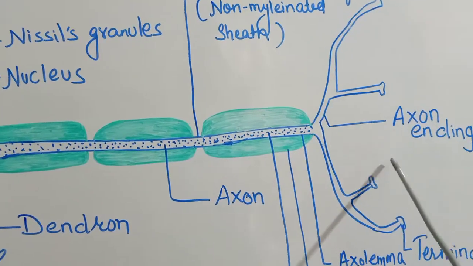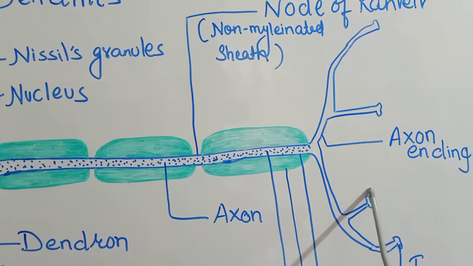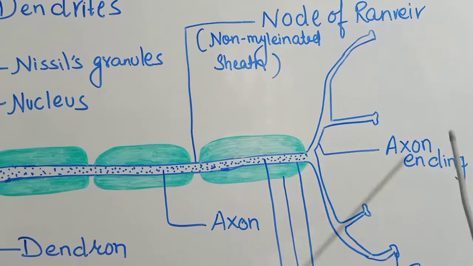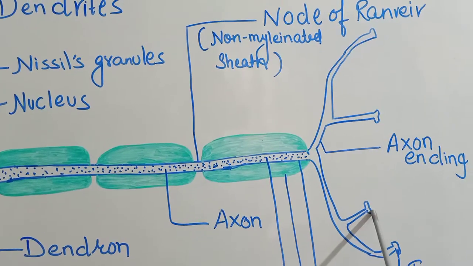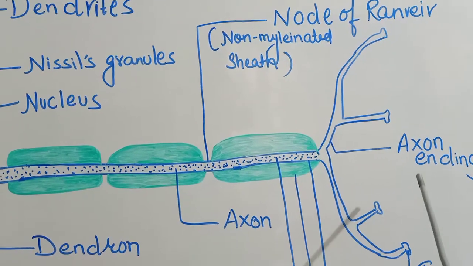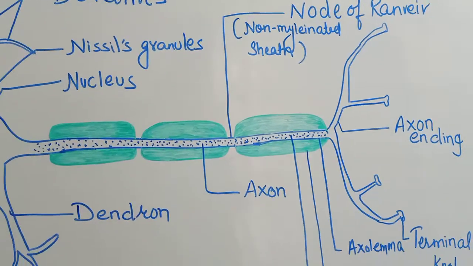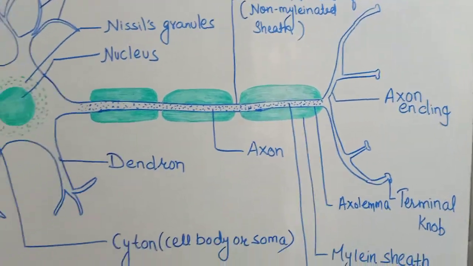The axon endings or the terminal knobs which are present over here are connected with the dendrites of the next neuron. And when these electric signals are provided to the next neuron, they are provided with the help of some chemicals. These chemicals are known as neurotransmitters.